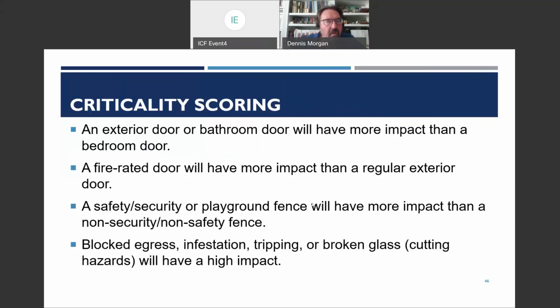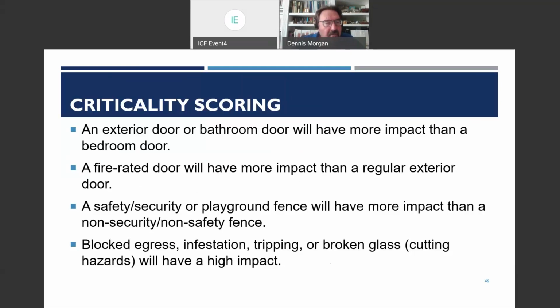An exterior door or a bathroom door has more impact than a bedroom door. A fire rated door has more impact than a regular exterior door as well. So if I have a fire rated door, always be looking at that panic hardware, always be looking at that pumping mechanism, always be making sure that everything is functioning and all the parts are functioning on that door. And it should close properly as well.